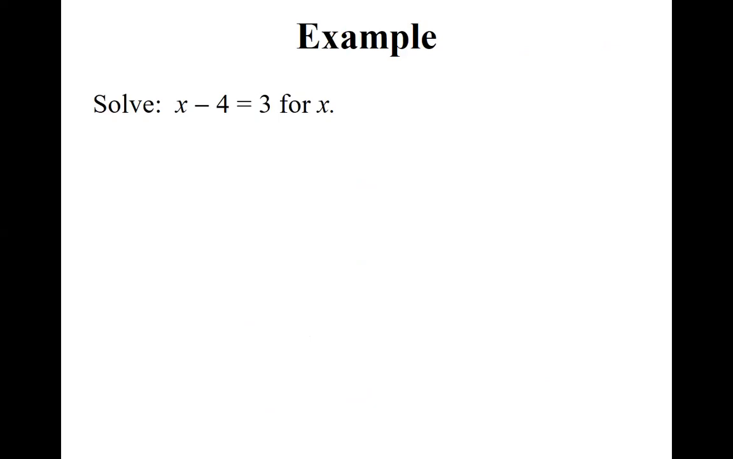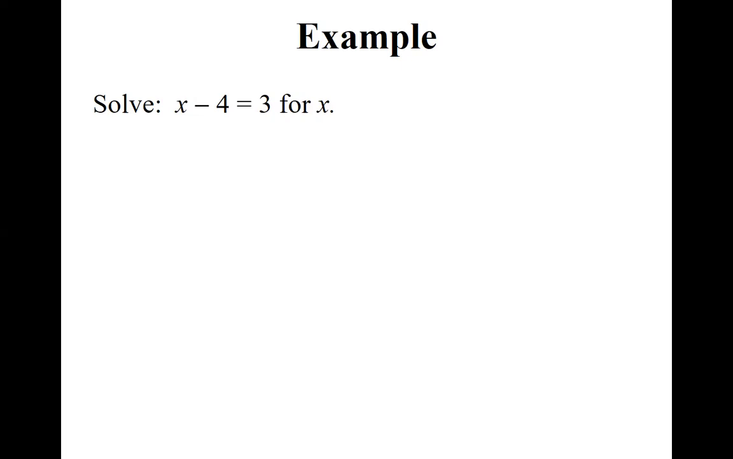So let's take a look at x minus 4 equals 3. We want to solve this for x. Now you might be able to look at that and say, hey, 7 minus 4 is 3. X equals 7. But that's not solving. Solving is following a specific process. That process is going to be undo things to get the x by itself. And then whatever we do on one side, we have to do on the other.